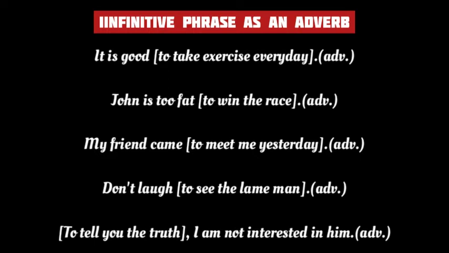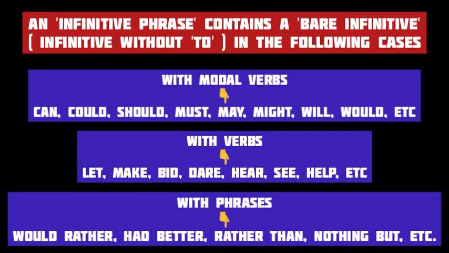So now it's clear, isn't it, that an infinitive phrase may be used either as a noun or an adjective or an adverb in a sentence. And finally, an infinitive phrase may also feature a bare infinitive. But what is a bare infinitive? A bare infinitive is an infinitive without "to" before it.